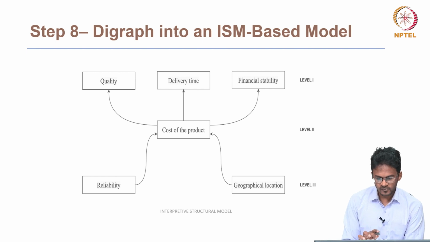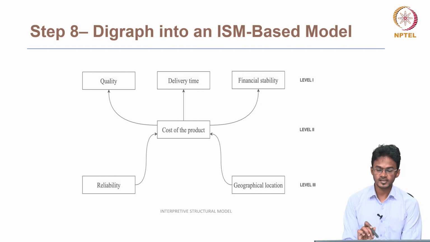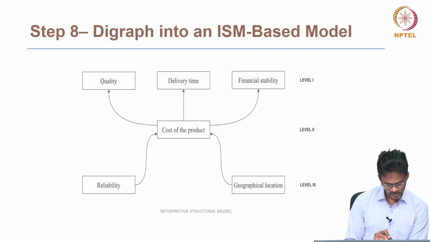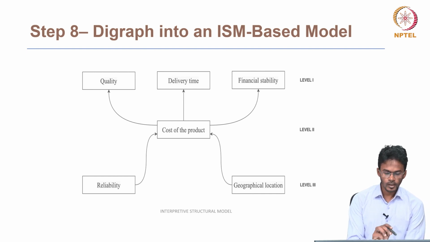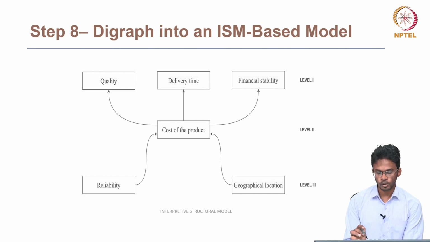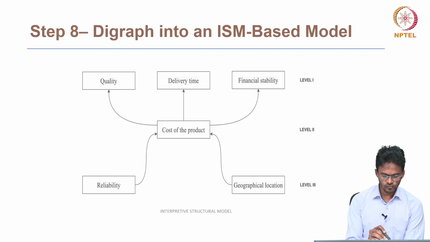So this digraph, we have to convert this digraph into an ISM based model. In the ISM based model, we will replace the numbers in the digraph with the names of the factors. So we can see reliability and geographic location are at the bottommost, cost of product in the middle, and quality, delivery time and financial stability at the top. Geographical location and reliability are influencing the cost of product. Also, cost of product is influencing the financial stability, delivery time and quality.